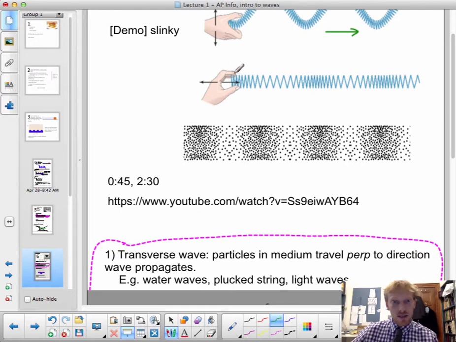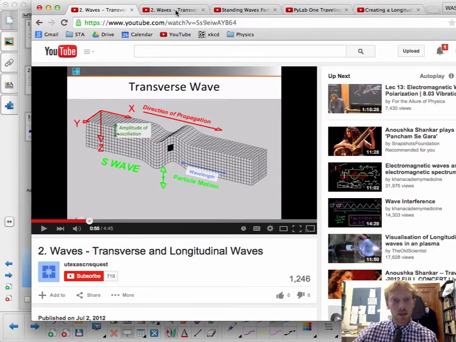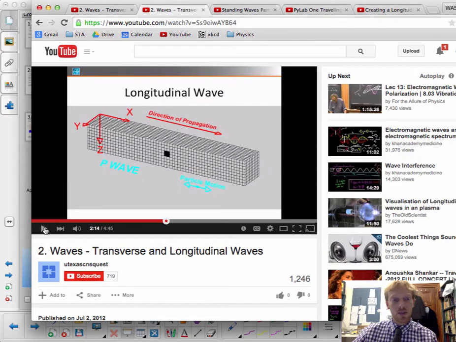And again, let's look down at this picture. This disturbance travels to the right again. But here, the actual bits of slinky move right and left. Let me make that a little bit more dramatic with this video. Same video, actually fast forwarded to 2 minutes and 15 seconds. Look at the bits of this medium.